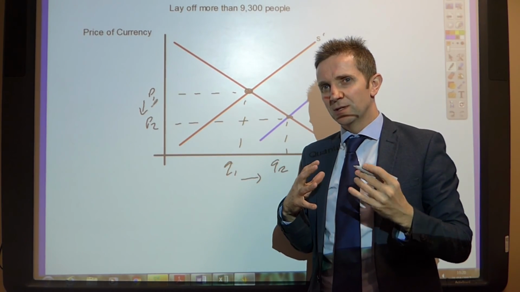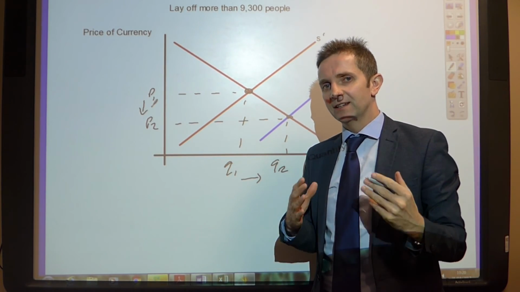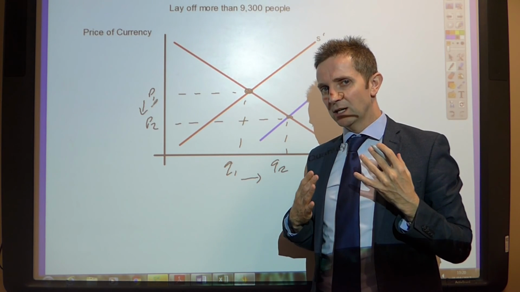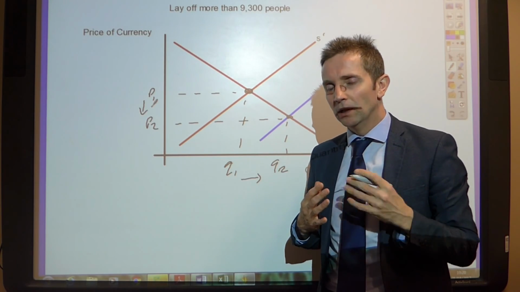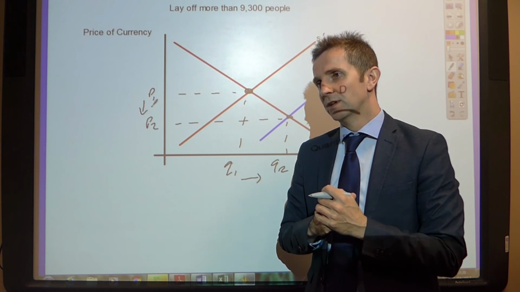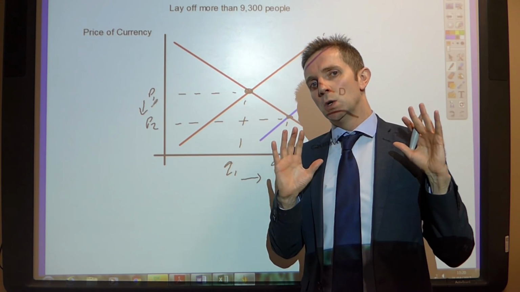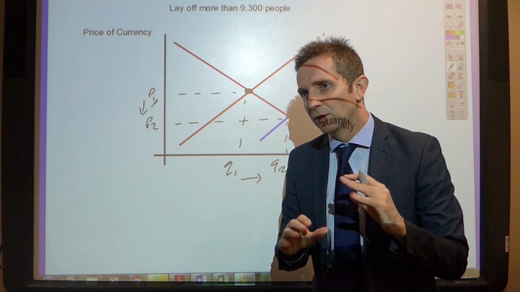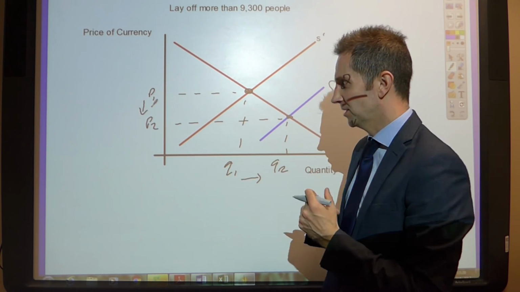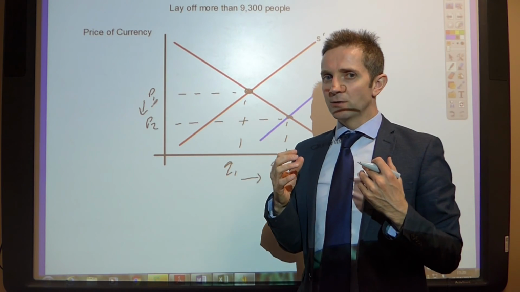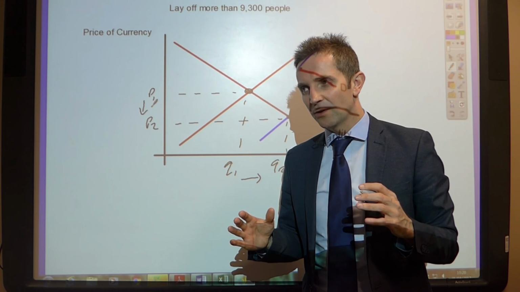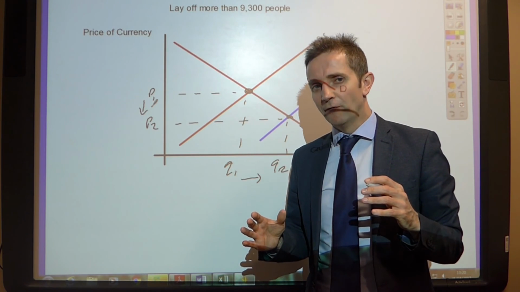So this really, ladies and gentlemen, is about confidence in an economy. Why does the UK's currency, generally speaking, hold its value quite well? Because people globally, investors and speculators, are confident that if they put a whole bunch of money into UK sterling, it is not going to just lose its value overnight. People have confidence in it. When you announce to the global economy that you're going to lay off almost 10,000 people, that is not a sign of confidence, is it?